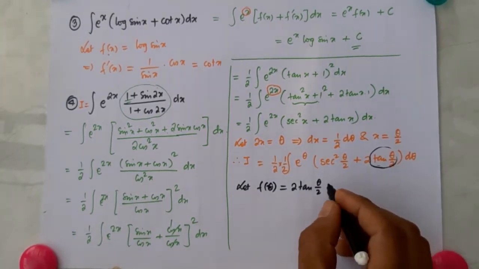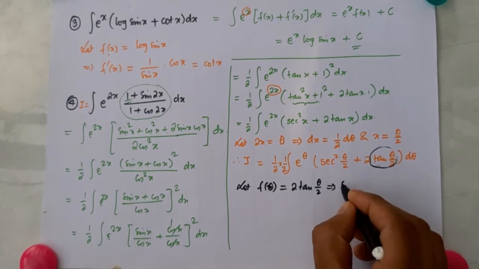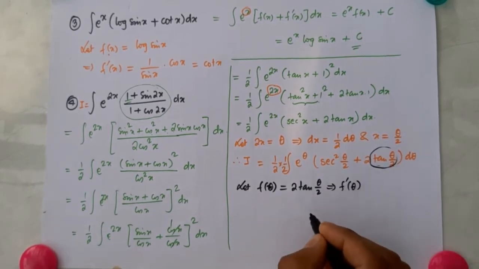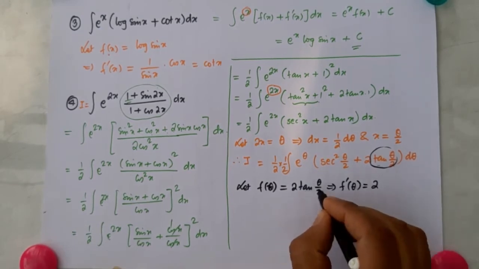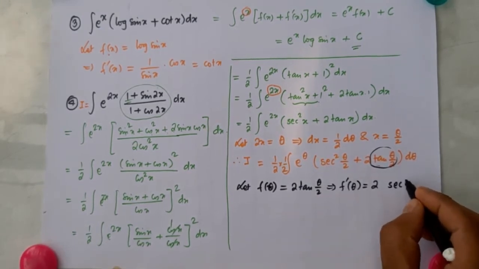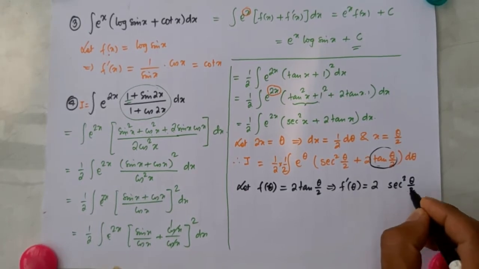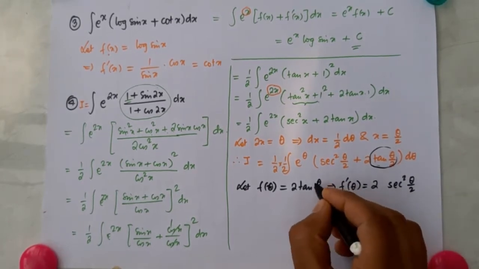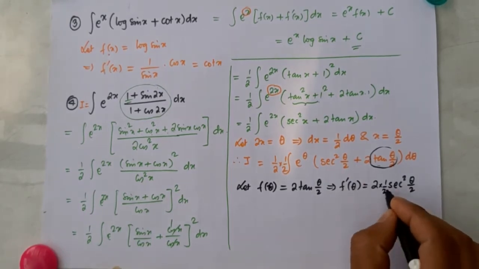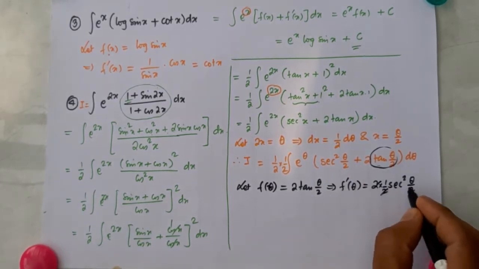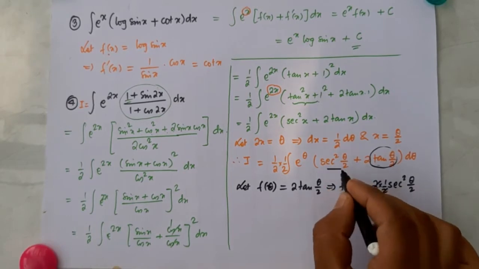Now let's differentiate and check. So we have f dash of theta equals, so 2 is already there. Now for tan it is sec square theta by 2, and by the chain rule the differentiation of theta by 2 will be 1 by 2. So 2 and 2 get cancelled, so we get sec square theta by 2, which is this one, isn't it?